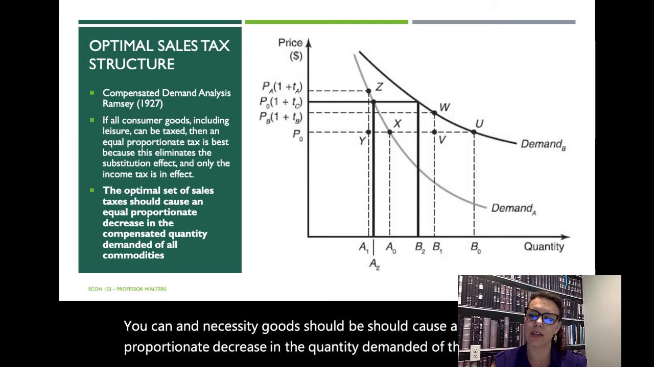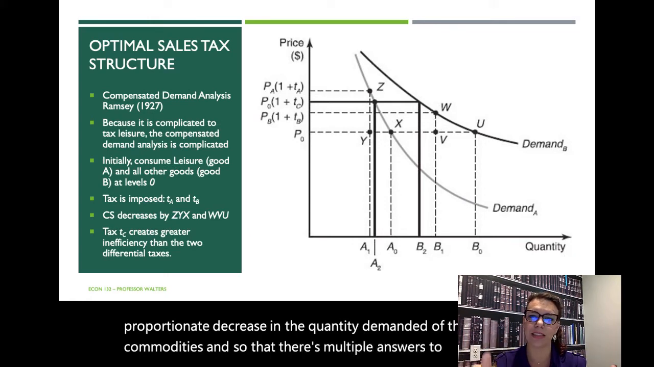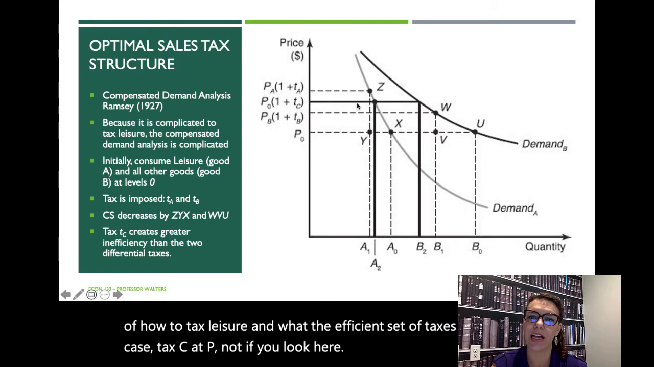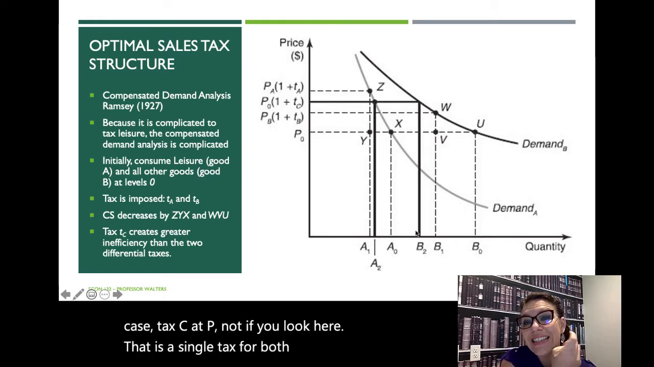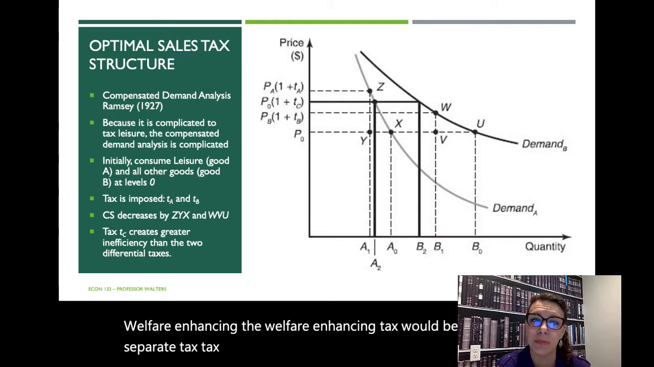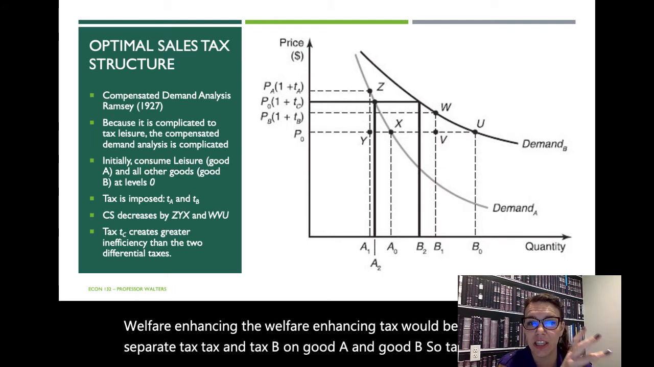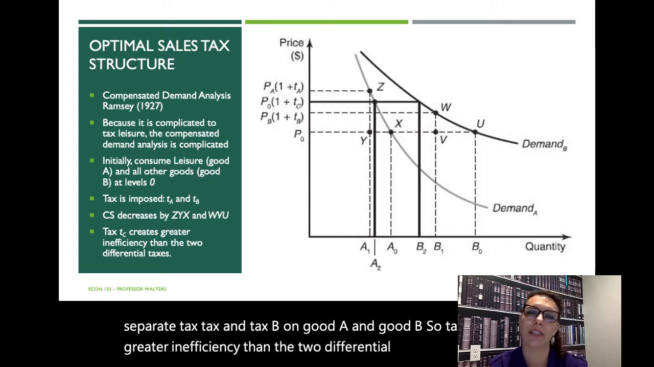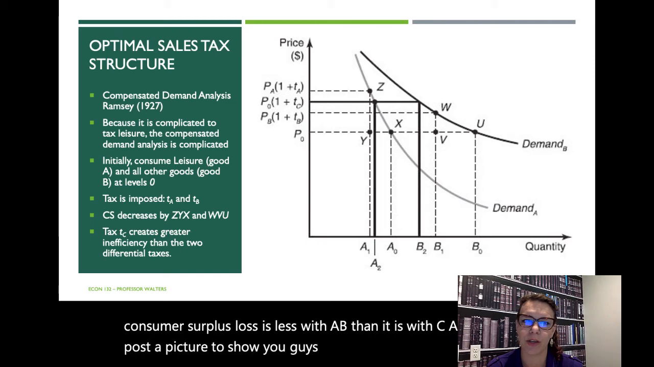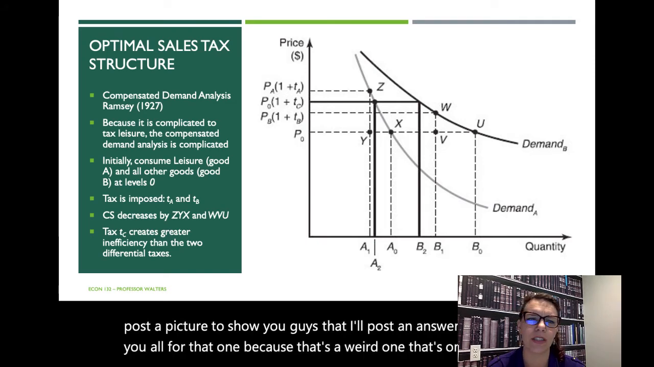And so there are multiple answers to the question of how to tax leisure and what the efficient set of taxes is. In this case, tax C at P naught, if you look here, is a single tax for both goods, but it is not welfare enhancing. The welfare enhancing tax would be the separate taxes, tax A and tax B on good A and good B. So tax C creates a greater inefficiency than the 2 differential taxes because the consumer surplus loss is less with A and B than it is with C. And I'll try to post a picture to show you guys that. I'll post an answer key for y'all for that one because that's a weird one. That's one of the more difficult models we've looked at so far.